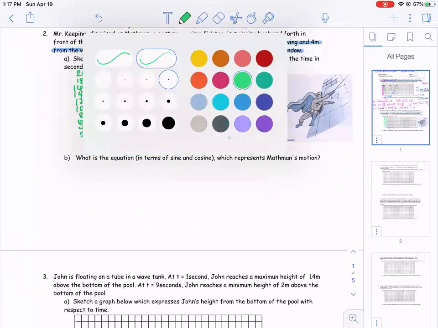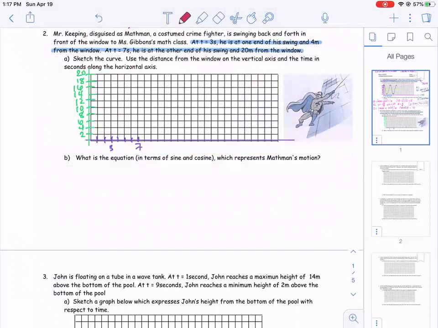All right, so at 3 seconds, we're at 4 meters from the window. And at 7 seconds, we're 20 meters away from the window. Okay, so he keeps doing that over and over and over again. So every 4 seconds, we're at another max or another min.